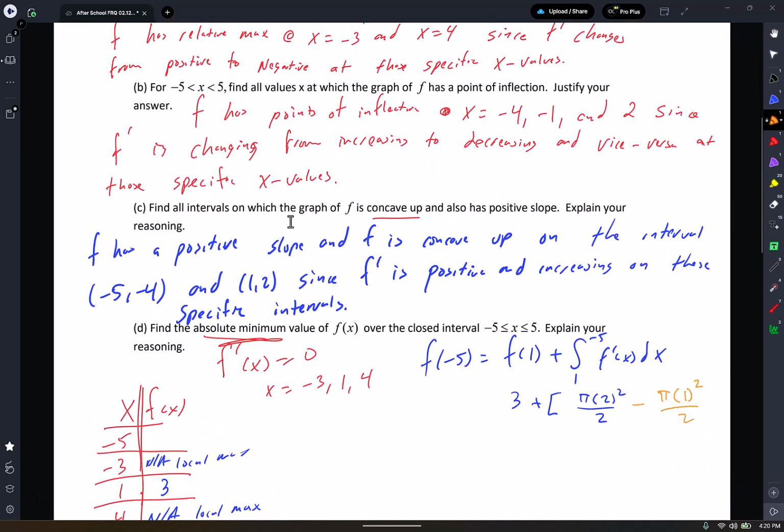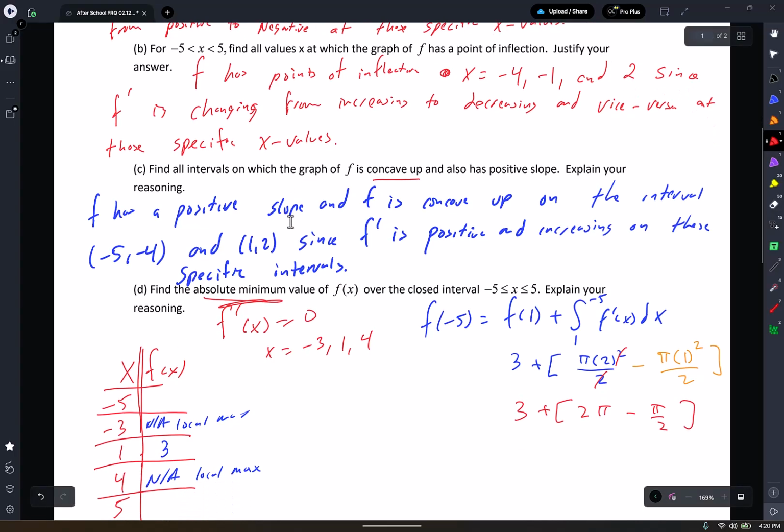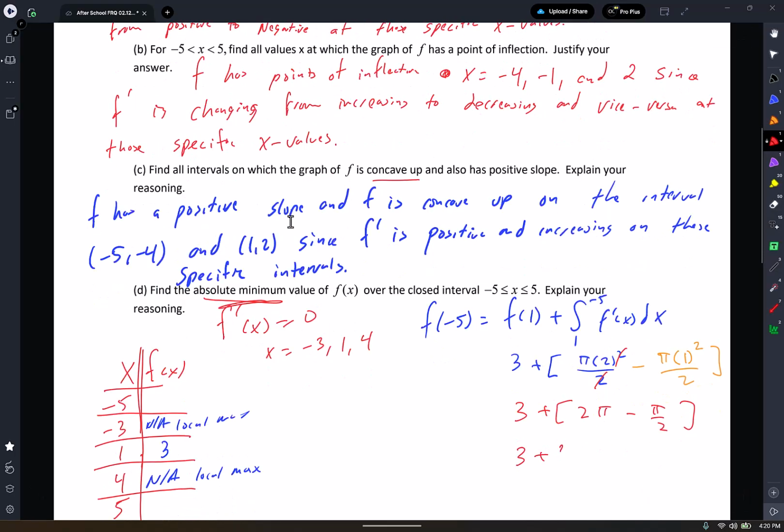Minus pi times 1 squared divided by 2. All right. If you're scared, you can leave it like that, but we need to figure out what that number is. We need to figure this one out. So let's see. 3 plus, this is going to be 2 pi, and that's going to be half pi. 2 pi minus pi over 2 is 3 pi over 2. 3 plus 3 pi over 2. So some positive number there. 3 plus 3 pi over 2.